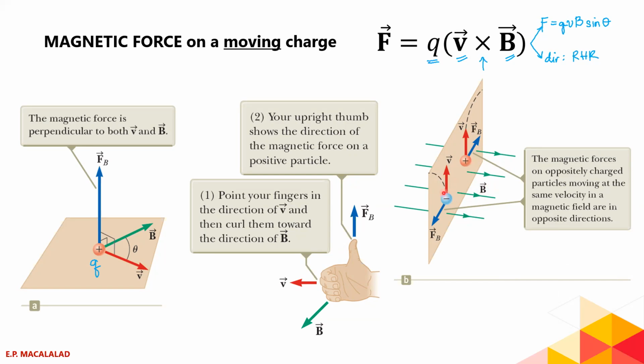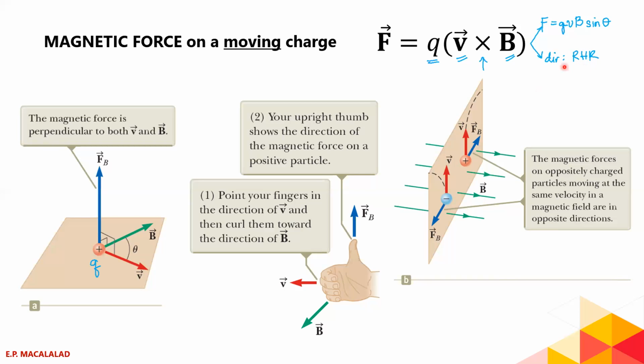Now, these two charges that are moving upward perpendicular to the magnetic field will experience the same force because they have the same charge magnitude, they have the same speed, and they are in the same magnetic field configuration, and the angle between their velocities and the magnetic field is the same. Therefore, the magnitude of the magnetic force will be the same for both charges.